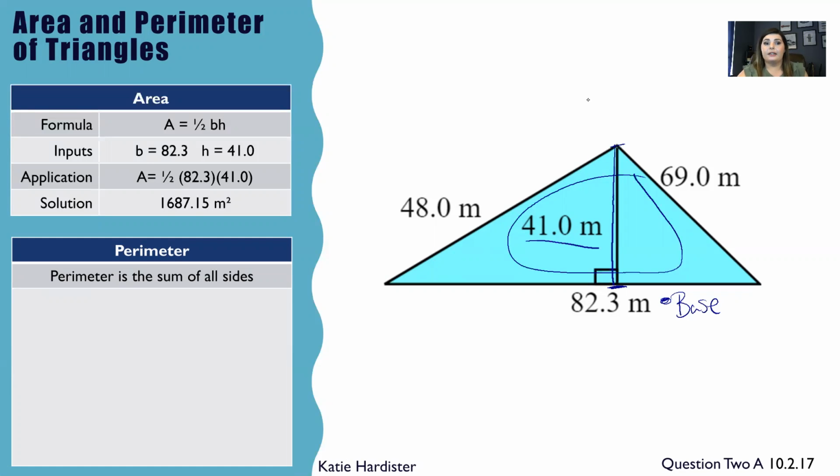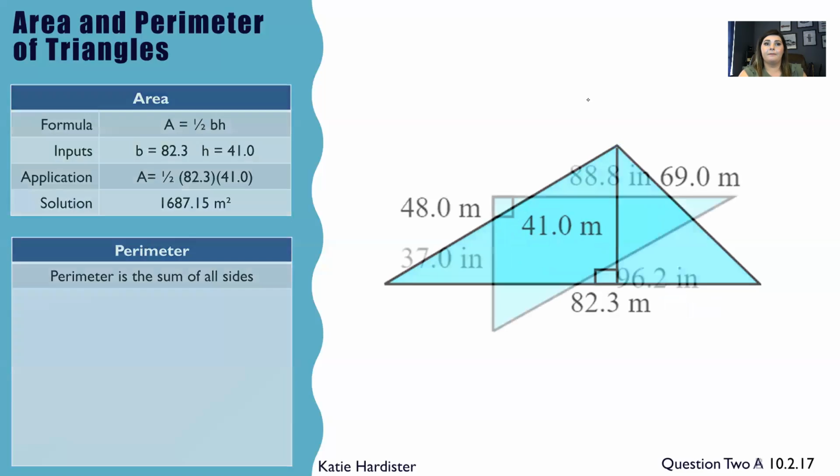But what do we do for the perimeter? For perimeter, it's a little bit more simple because all we have to do is add up all of the sides. So to do that, what we're going to do is just write 48.0 plus 69.0 plus 82.3. And that's going to equal 199.3 m. And that will give us our perimeter.